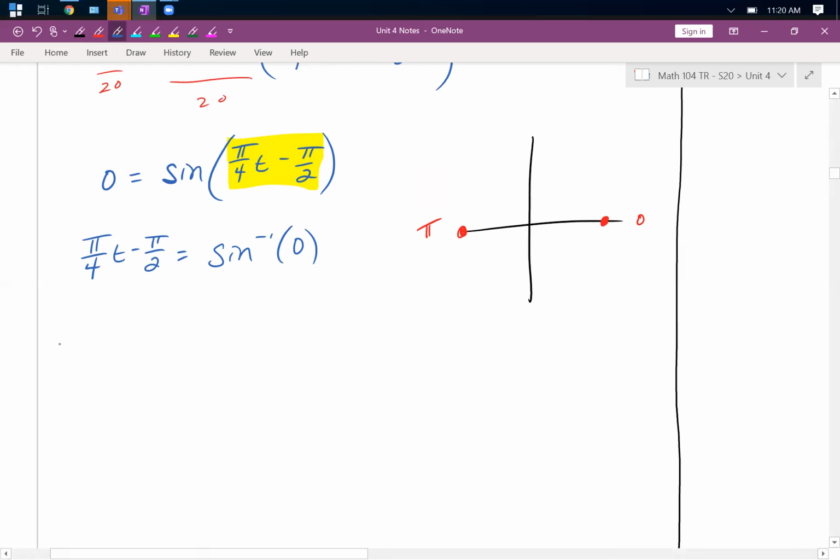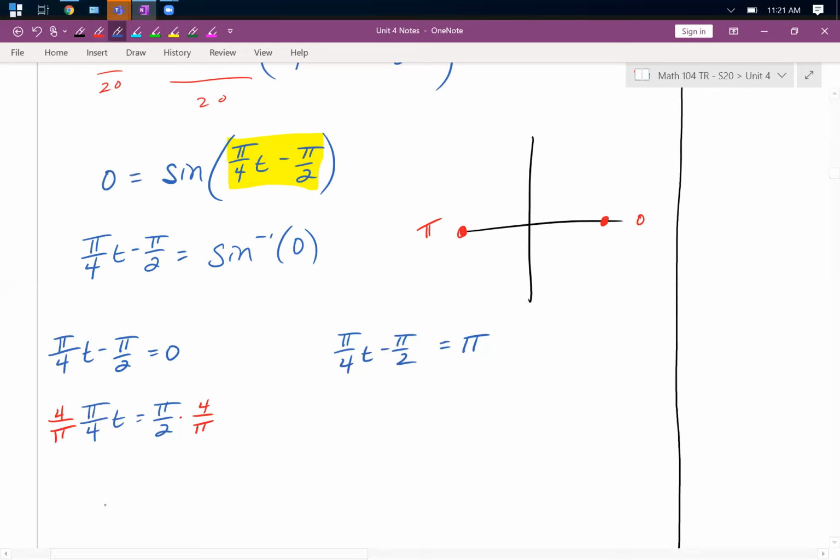It follows that pi over 4t minus pi over 2 equals 0, or pi over 4t minus pi over 2 equals pi. And then we're going to solve each equation for t. Starting with the first one, I'm going to add pi over 2 to both sides, and then we'll divide, so multiply by the reciprocal. We get t equals 2.